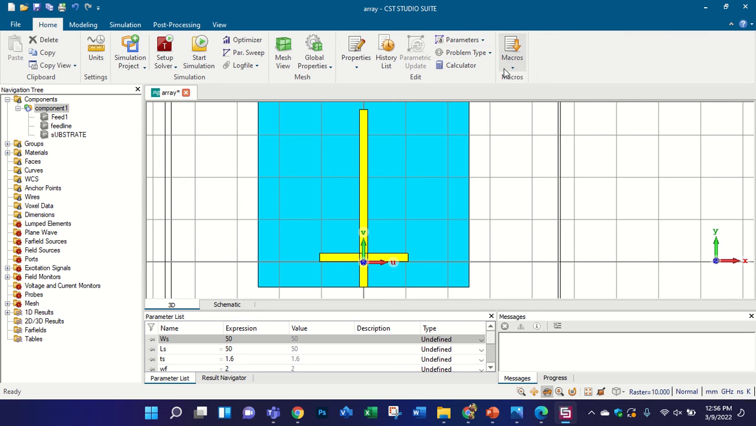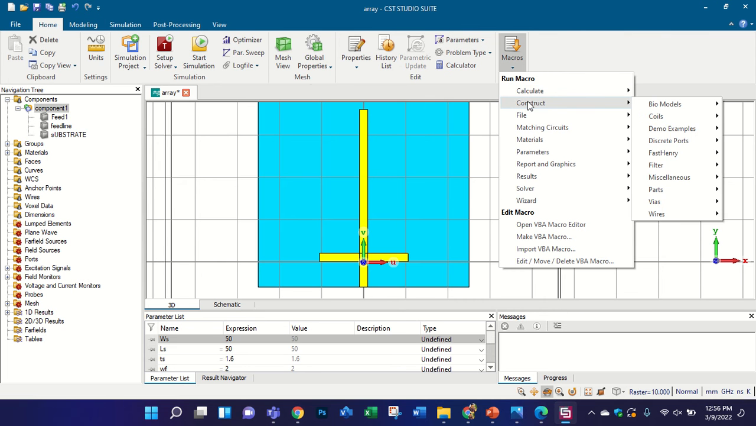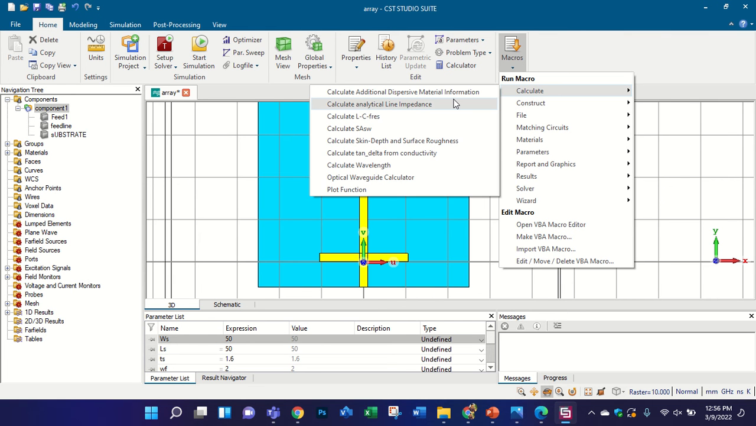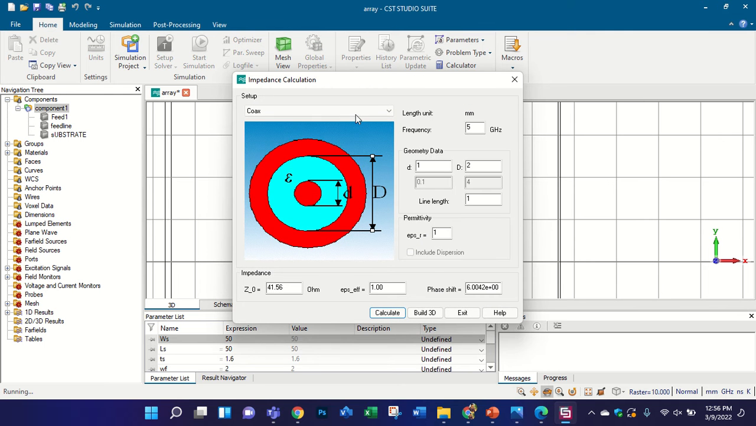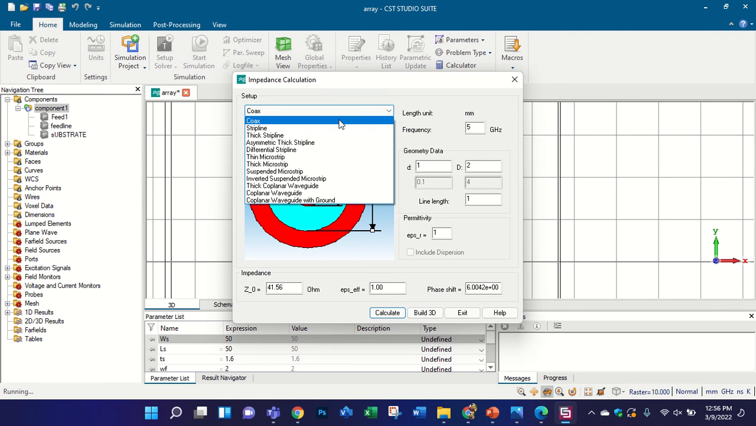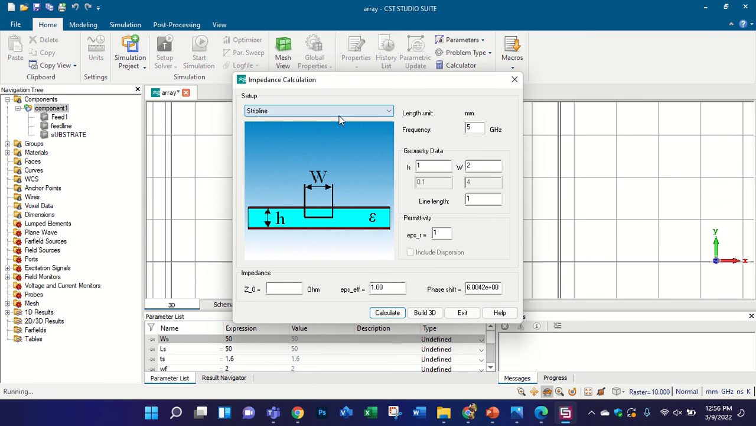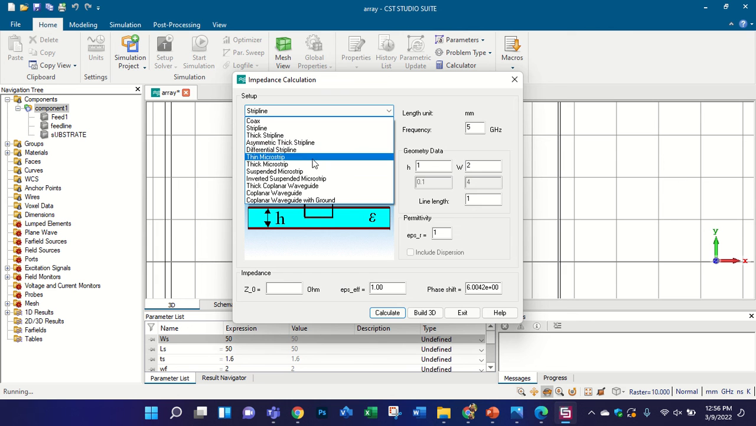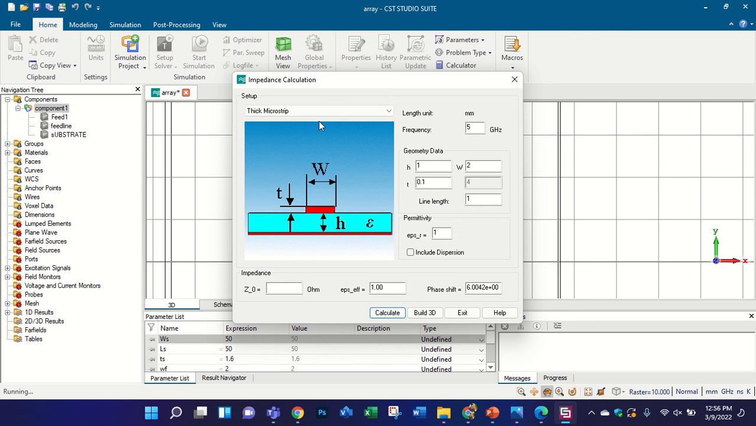Actually, you can calculate the impedance here, and then according to this you can calculate the width of this feed line. Which one is the strip line? Not this one. This one, I think. Yes. Suppose here you can calculate this one.